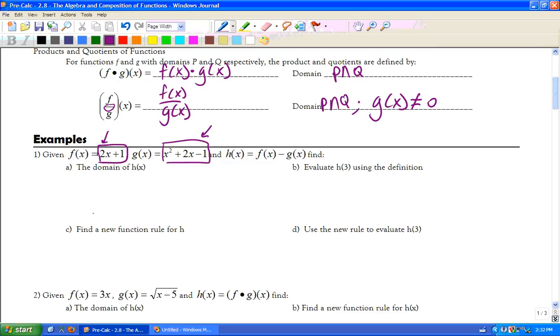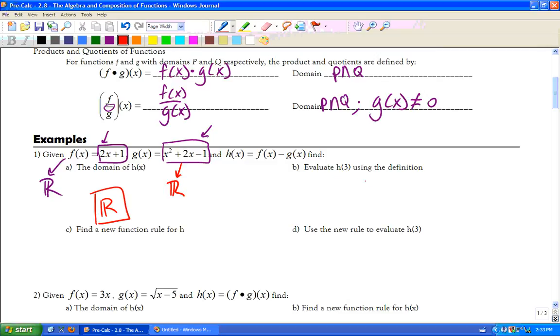The domain of f of x is going to be all real numbers because we're not trying to take the square root of anything and we're not dividing by anything. So we can input all real numbers for f of x. We can also input all real numbers for g of x. The domain for h of x is all real numbers.